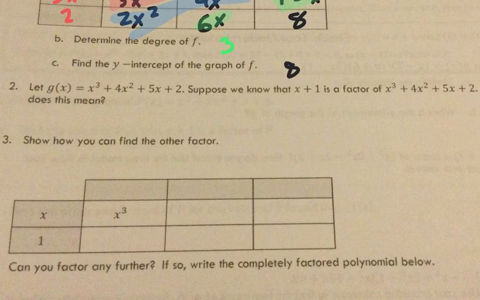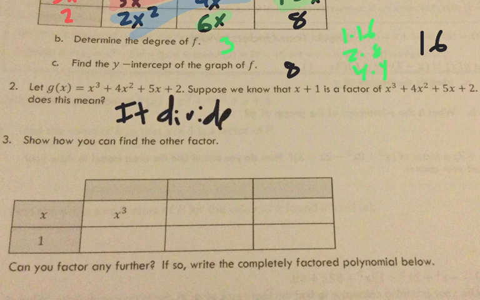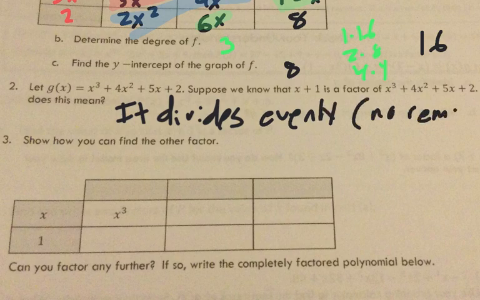Well, again, if you think back to what are the factors of 16? That could be 1 times 16, 2 times 8, or 4 times 4. So if I told you 8 is a factor of 16, what does that mean if it's a factor of a number? It divides evenly. And evenly is kind of a weird word to use there. A better one might be there's no remainder. If I divide by that, there's no remainder left.